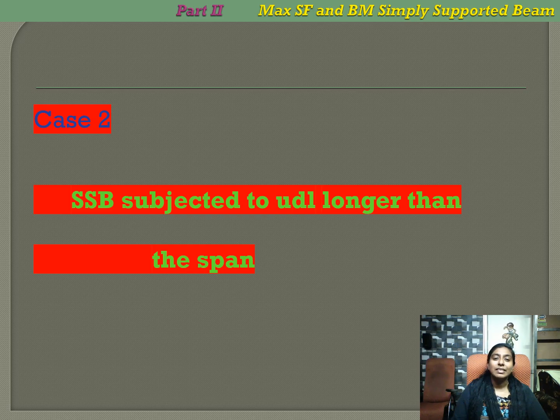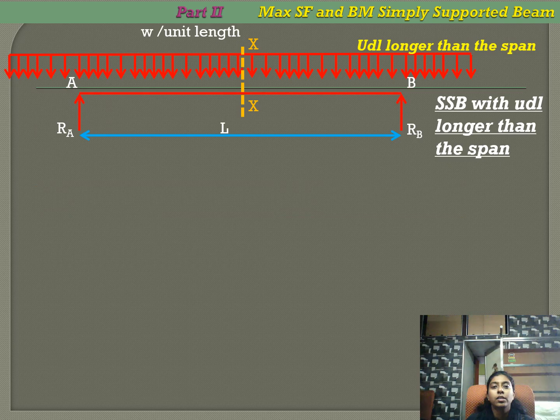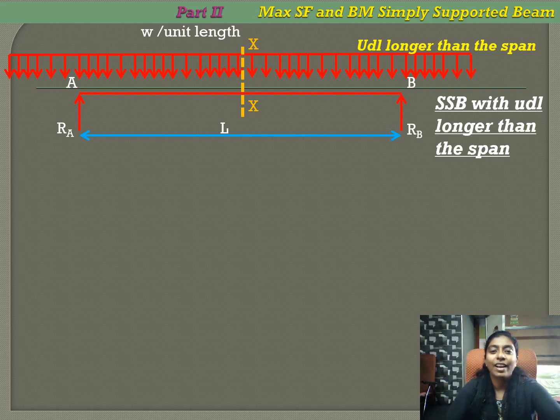Now case 2 is a simply supported beam subjected to UDL longer than the span. So, a uniformly distributed load that is longer than the span. We can see a span of length L. The UDL larger than the span is taken as W per unit length. So the total length of this load is greater than L.